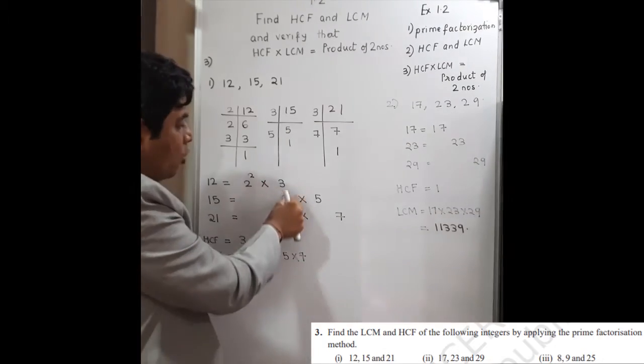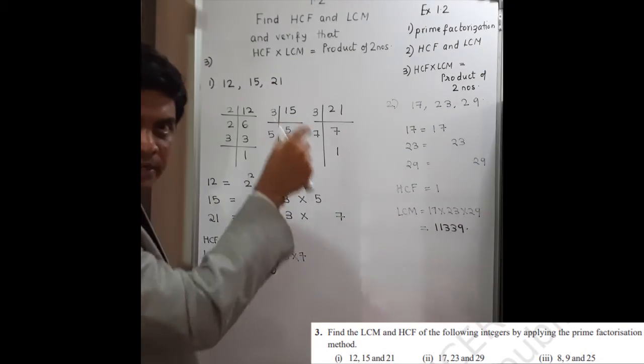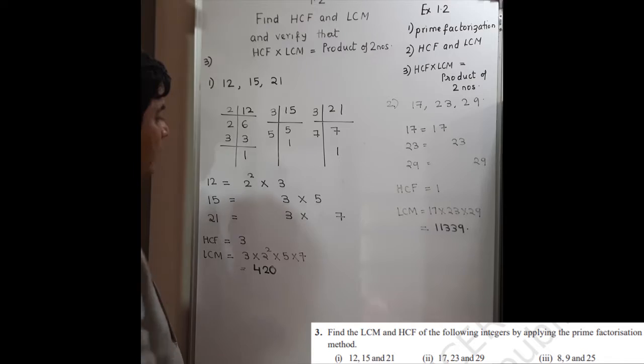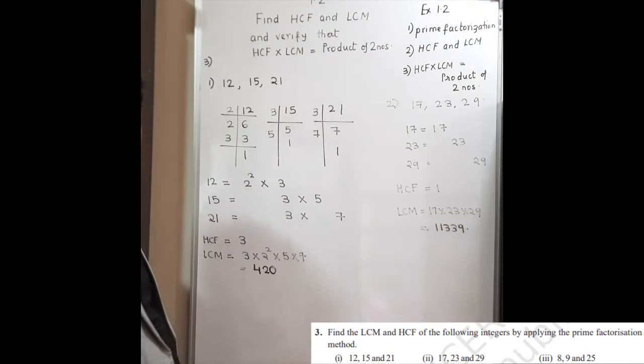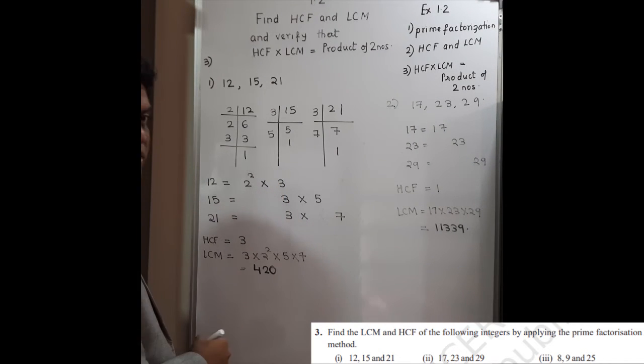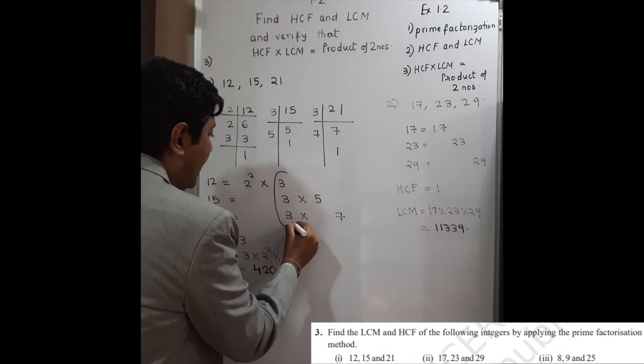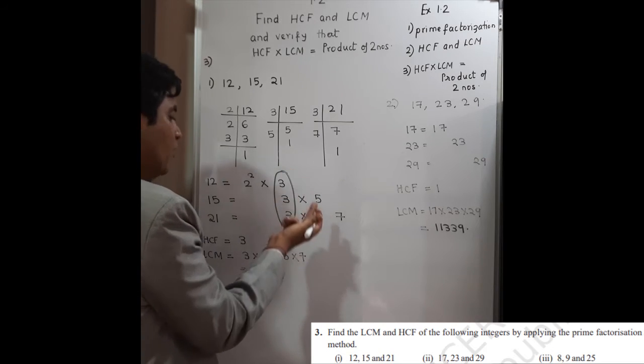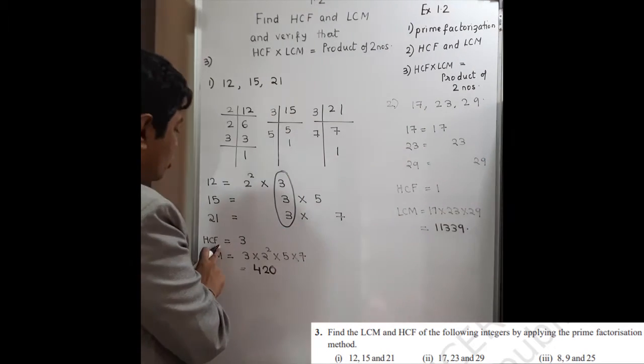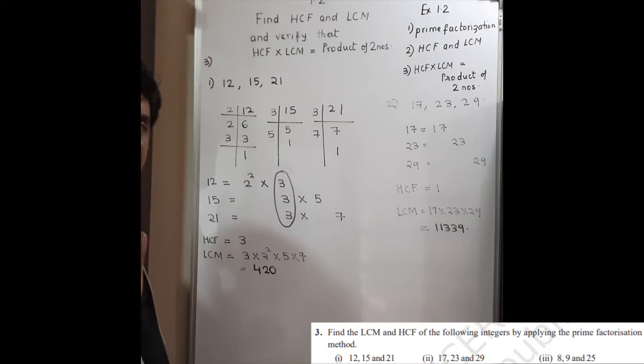I will write all the common prime factors or same prime factors below each other. This way it becomes easier to find the common factors. Now what will be the HCF? For HCF I have to identify the factor which is common to all three of them. Which is it? 3. And I have to select the smallest power. So 1 because everywhere it is 1. So HCF is 3.